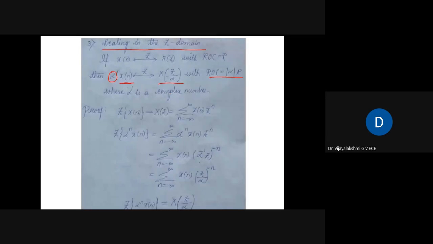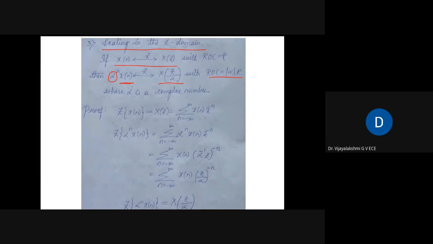Okay, so let us see the proof. As per the definition, I'll take the Z transform of x of n. What is the Z transform of x of n? It is X of z. So what is the formula to find X of z? It is the summation, n varying from minus infinity to plus infinity, of x of n into z power minus n.